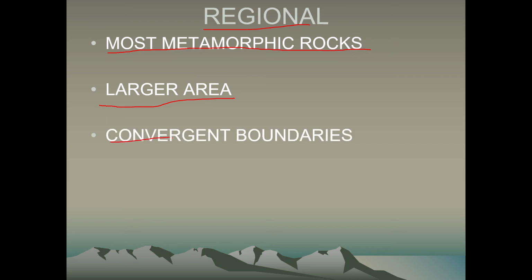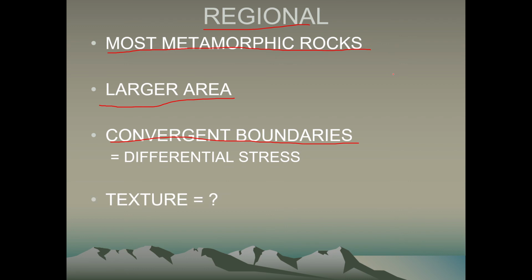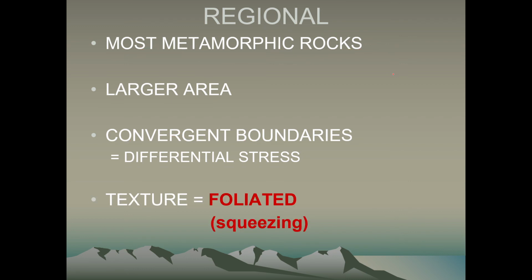Convergent plate boundaries, right? It's those two plates coming together and compressing, and plates will extend for miles and miles and miles. So you've got that huge boundary where you can form regional metamorphic rocks or foliated metamorphic rocks. So again, you'll get that differential stress, differential pressure, and the texture will end up being, I just said it, foliated.